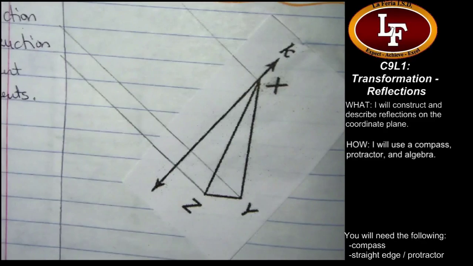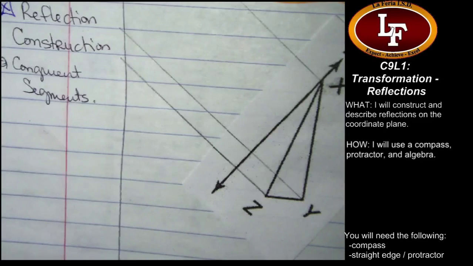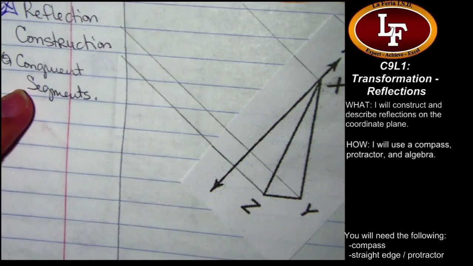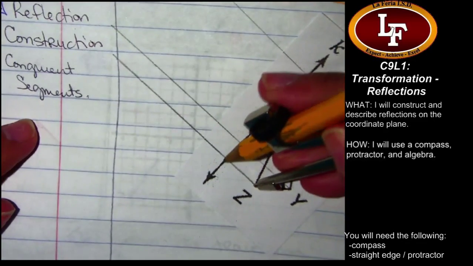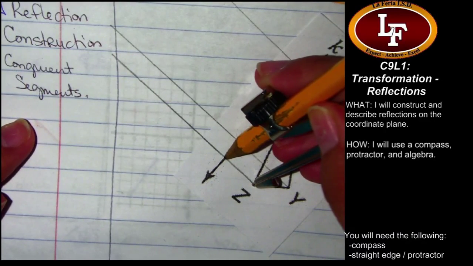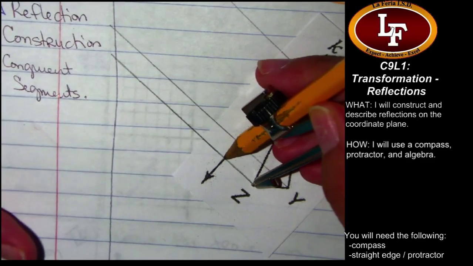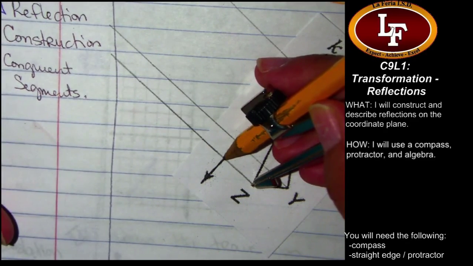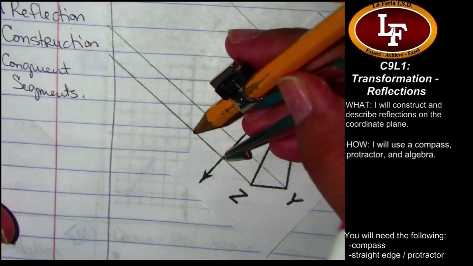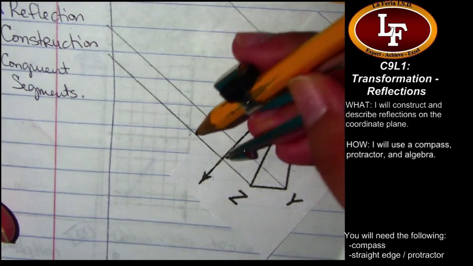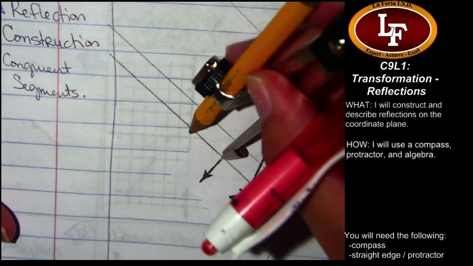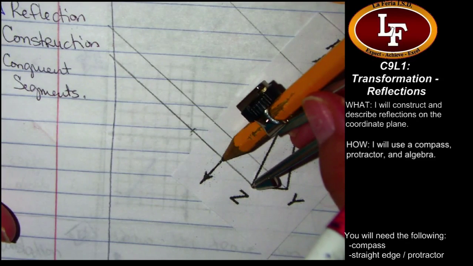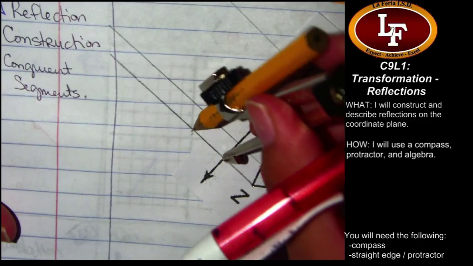Now, the conversation that I had at the beginning was that the only construction skill you needed to use was congruent segments. So you're going to find the distance between each vertex and the line of reflection, and you're going to make sure that distance is the same on the other side of the line of reflection. So I found the distance between Z and line K, and then I marked it off here.